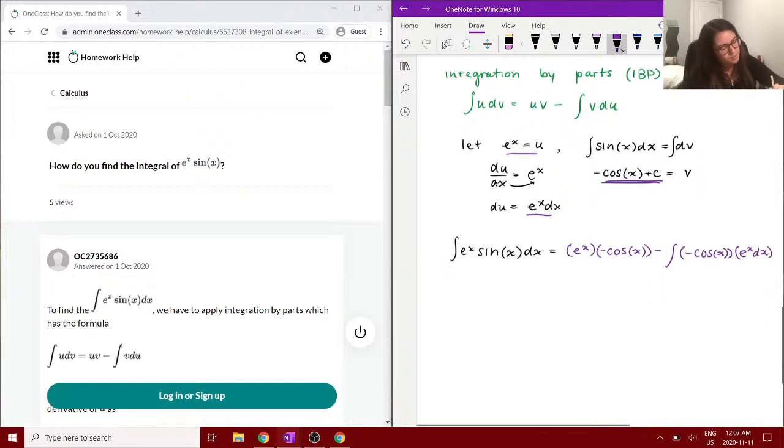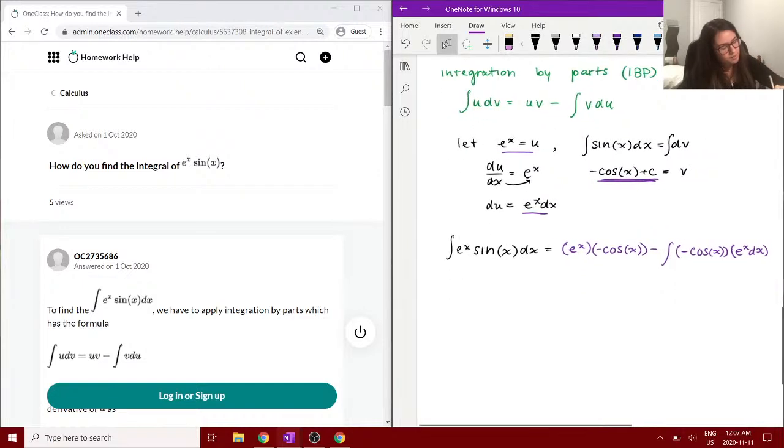Okay, so now that we have this, I'm just going to simplify it slightly so that we get rid of all these brackets. I just left them there so you could see which parts were u and which parts were v, but we don't need them right now. So actually the minus cancels out, so we have plus the integral of cos x e to the x dx.